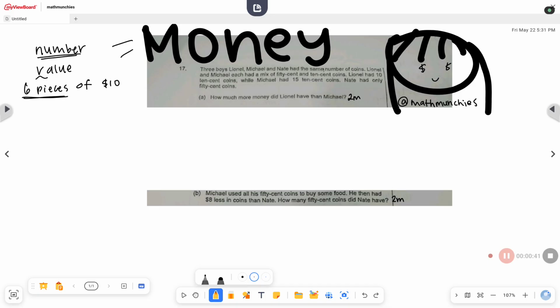But what about value? Value has 2 types: each value and total value. So what is the each value? 10. Each value from this $10, I know that this is the each value. And what else? There is a total value. And what's the total value? 60. How do you get 60? 6 times 10.